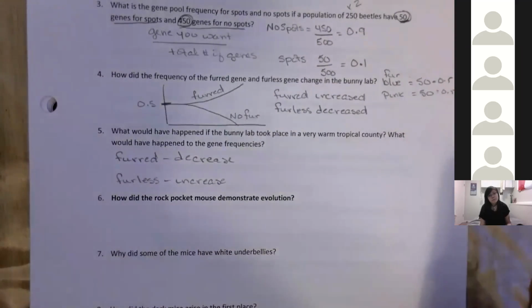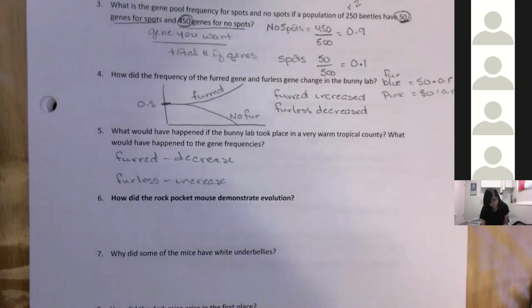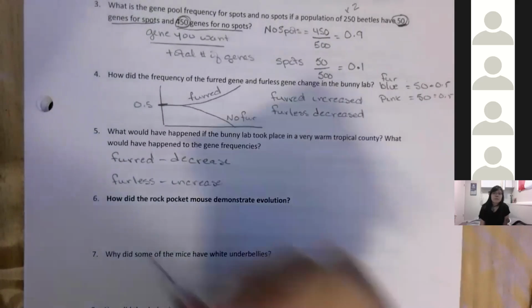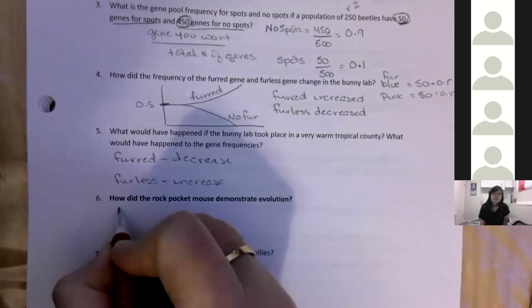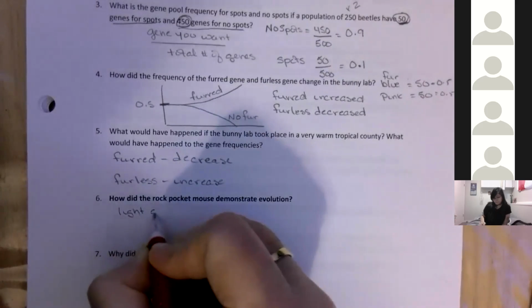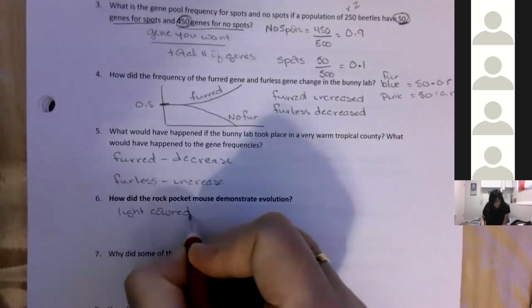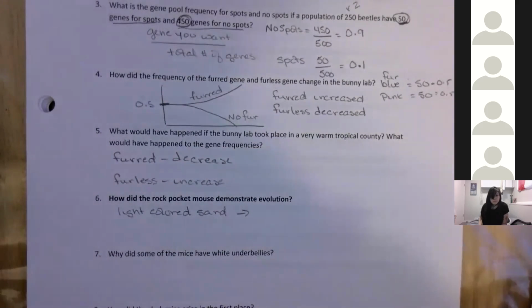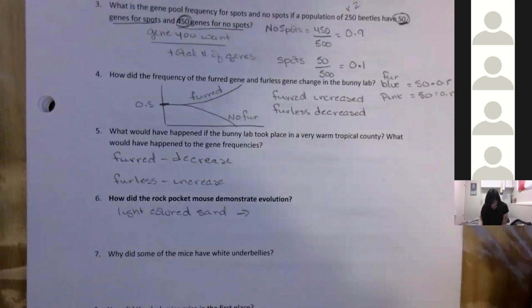All right, rock pocket mouse. That's probably one of the most important videos that we see. There's one on the finch on the Galapagos Islands that we'll look at too. That's really good. So if we think about the rock pocket mouse, they lived on the light colored sand. And at the beginning, on the light colored sand, what color were most of the mice, Rachel? Were they light colored or dark colored?